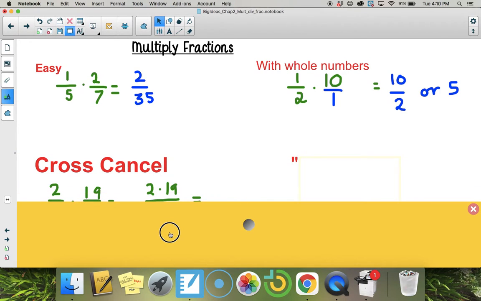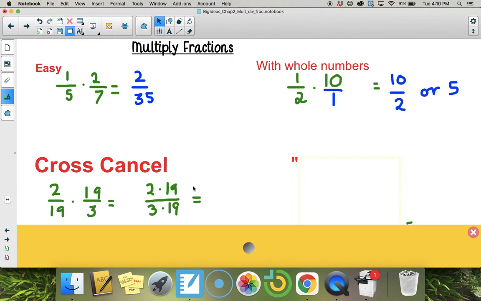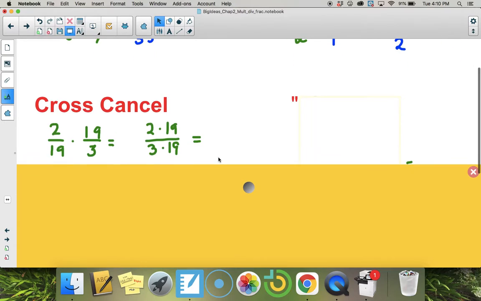You can also cross-cancel, so sometimes cross-canceling really helps because it's so ugly. We have 2/19 times 19 over 3, and if you look on the diagonal you'll see the 19s, so we can cancel those out. 19 divided by 19 is 1, and 19 divided by 19 is 1. So basically 19 over 19 just cancels out to be 1. And then you can see the answer is 2 over 3.